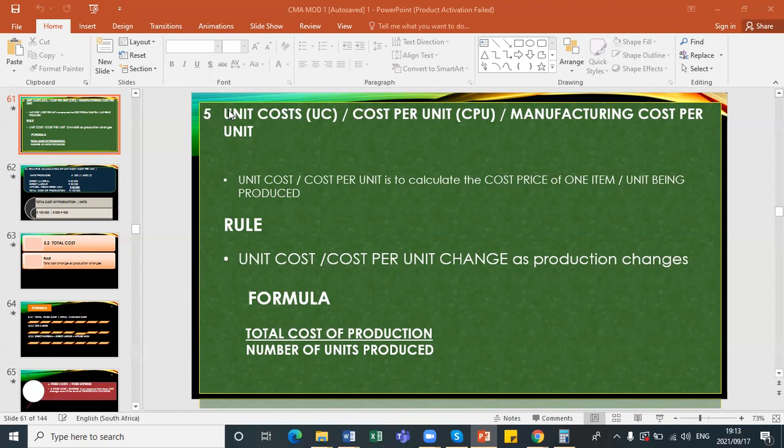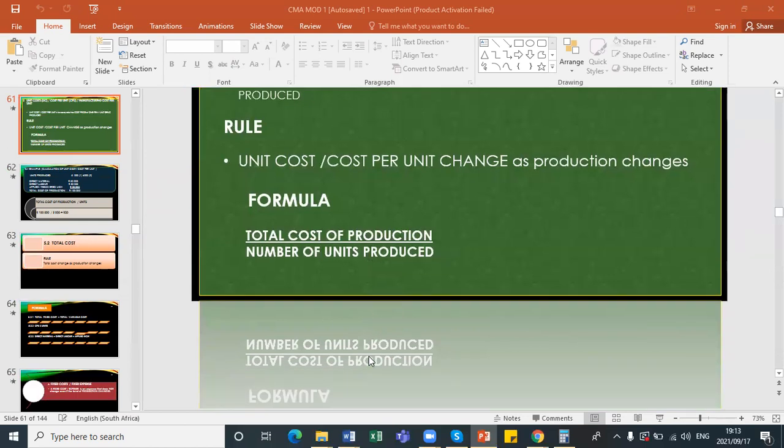Now each calculation has got a rule and a formula. Some of the calculations have more than one formula, but I'm going to briefly go through it. With the unit cost, the rule here is unit cost or cost per unit changes as production changes. This calculation only has one formula, and the formula is total cost of production over the number of units produced.